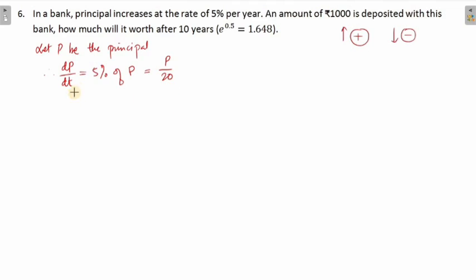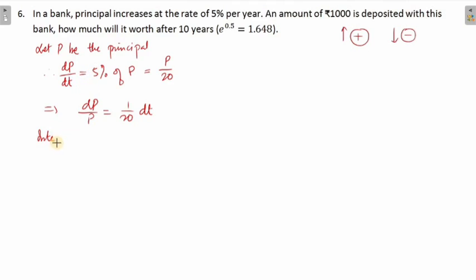Now see, this is a differential equation. dP by dt equals P by 20. Now do the cross multiplication. Let me separate the variables. So you get dP by P equals 1 by 20, keep it as it is, dt. So integrate both sides. See here, it is increasing, so that's why there is a plus sign out here. If there is a negative sign, then it means that the principal is decreasing.